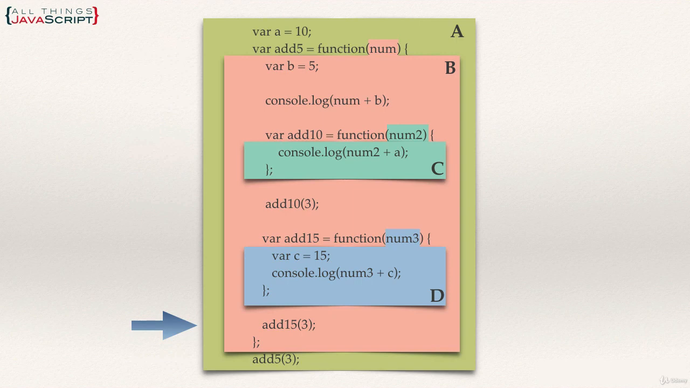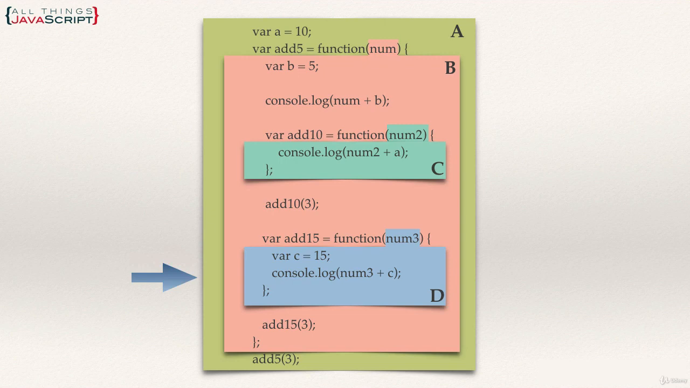We move to the next executable statement, which is a call to add 15, and it passes in the number 3. Num3 is declared with a value of 3. A variable c is declared and assigned a value of 15. And then the console.log statement first looks for num3. It finds it within its own scope and returns a 3. It then searches for c. It finds it within its own scope and returns a 15. It adds those two together and prints out 18.